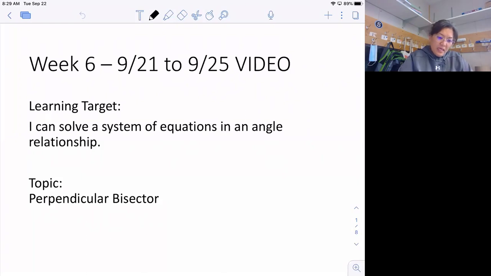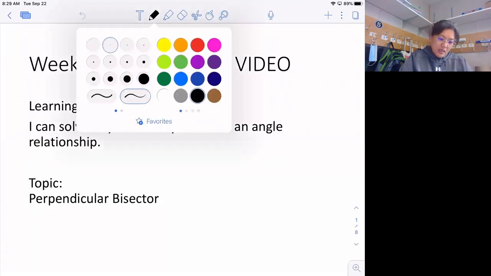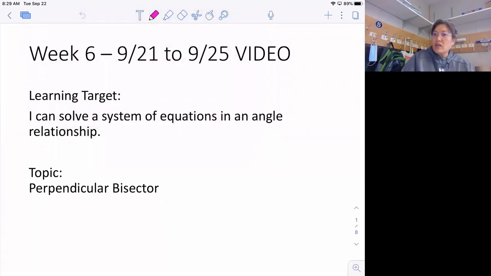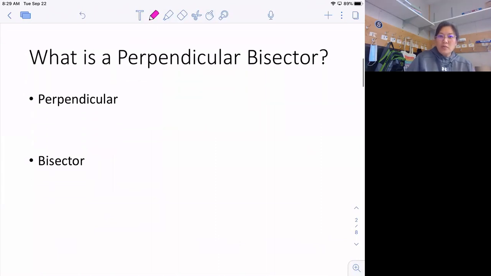Welcome. Today's topic is: I can solve a system of equations in an angle relationship. So we're still talking about relationships. We need to be very clear that this unit is all about the relationships in geometry, specifically the angle relationships. So we're going to talk about a perpendicular bisector, and we are also going to talk about an angle bisector. All right. So what is a perpendicular bisector?